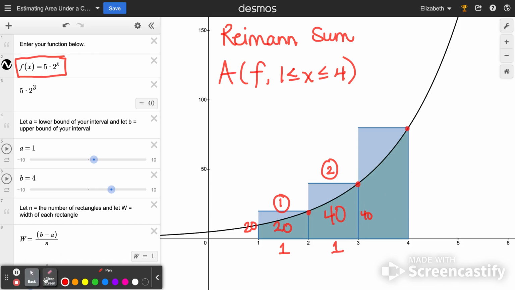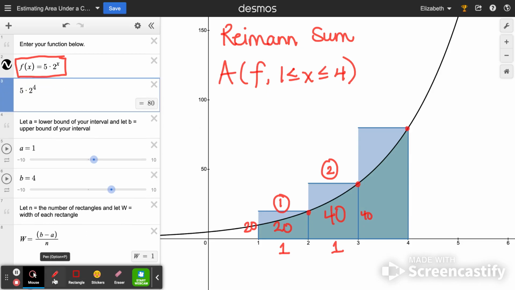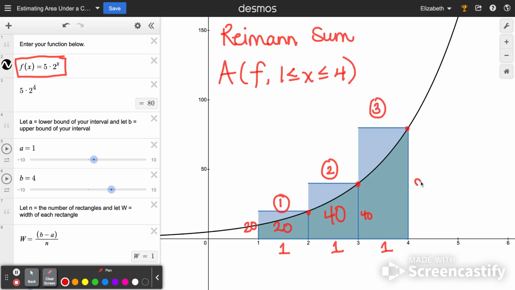And then finally, to get to the last one, same idea, I would plug in 4. When I plug in 4, I get 80. So this is a 1 by 80 rectangle, and the area is 80. To get the total area under the curve here, I would add up 80, 40, and 20. As we can see, this is definitely an overestimate.